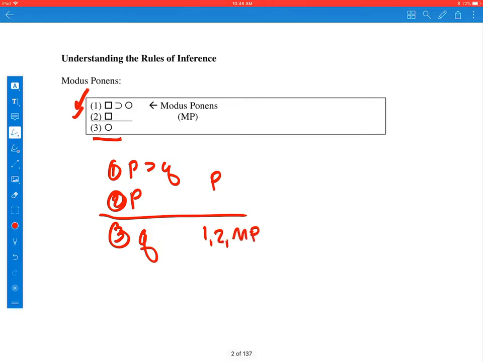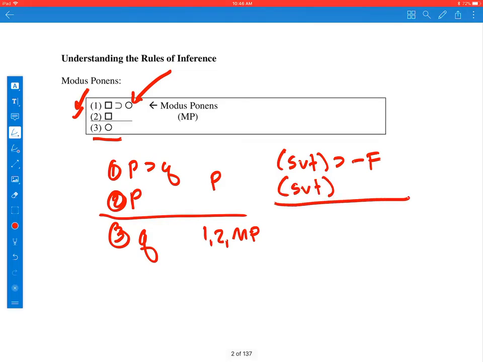Now, since we use shapes in our system to stand for variables, anything that fits into the argument form of modus ponens, if you have an instance of 1 and 2, you may deduce 3. So, for instance, we could have something like this: S or T, then not F, and S or T. Those are premises, 1 and 2. Well, we could deduce from these two not F, and we would write 1, 2 modus ponens as our justification.